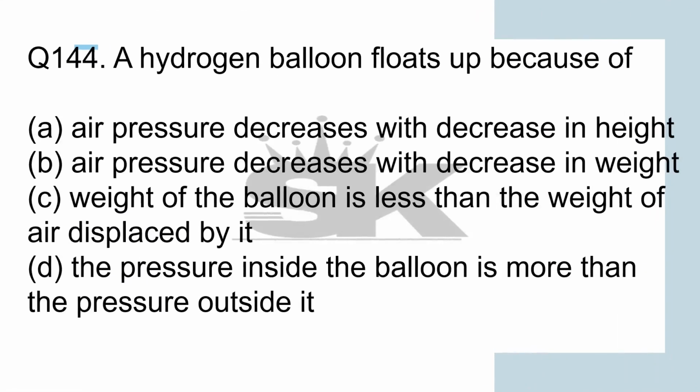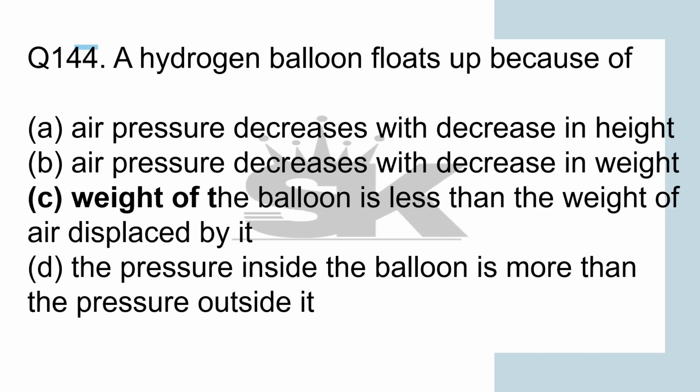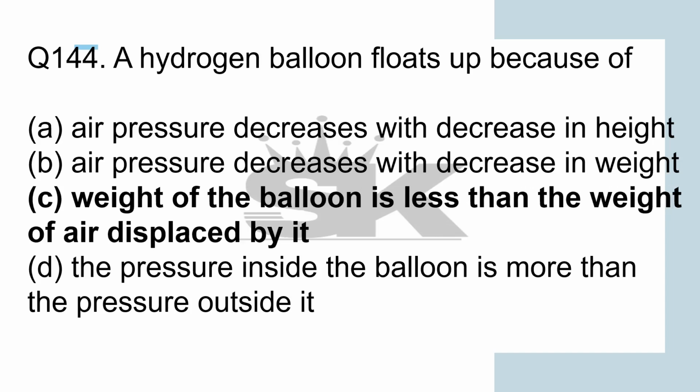A hydrogen balloon floats up because the weight of the balloon is less than the weight of the air displaced by it. It's option C. A hydrogen atom is very light. Most air on the earth is made up of nitrogen, oxygen, and carbon dioxide. All of these are heavier than hydrogen, so the balloon is pushed upwards.